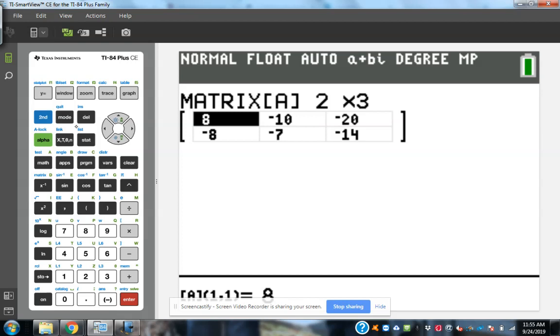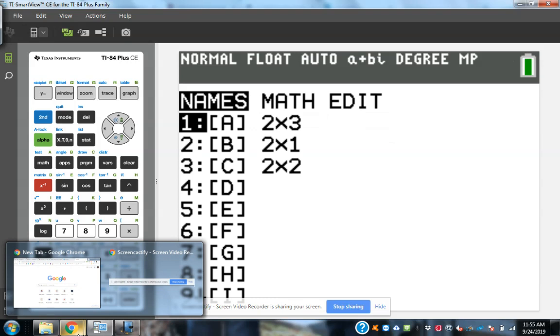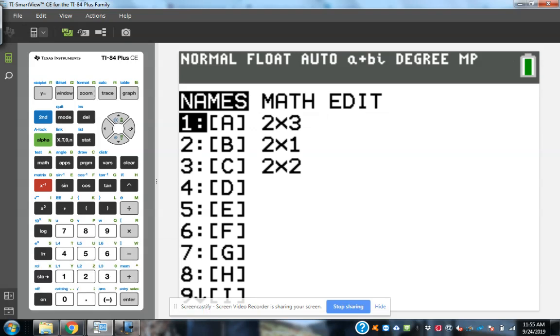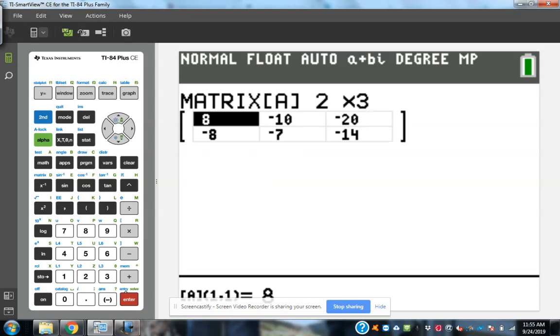So let's go through those steps again of how to get there. We're going to second matrix, which is the X inverse button right here. And then we're going to go over to edit and pick a matrix to put it in. Make sure it's the right size. And then you're entering your information. It enters it by row. Okay. You got an X column, a Y column, and then an answers column.